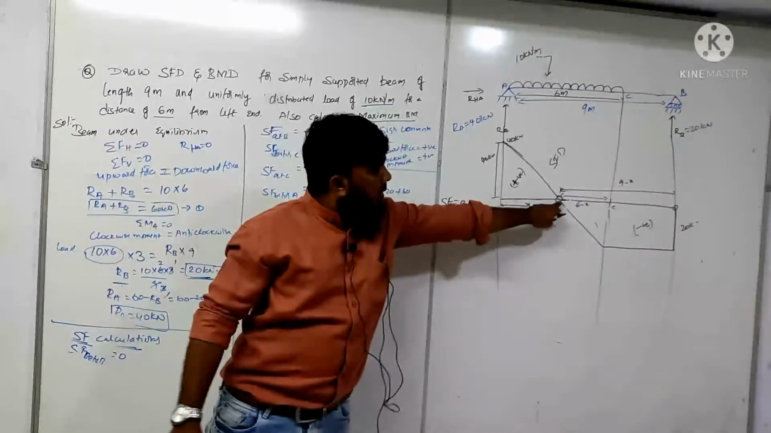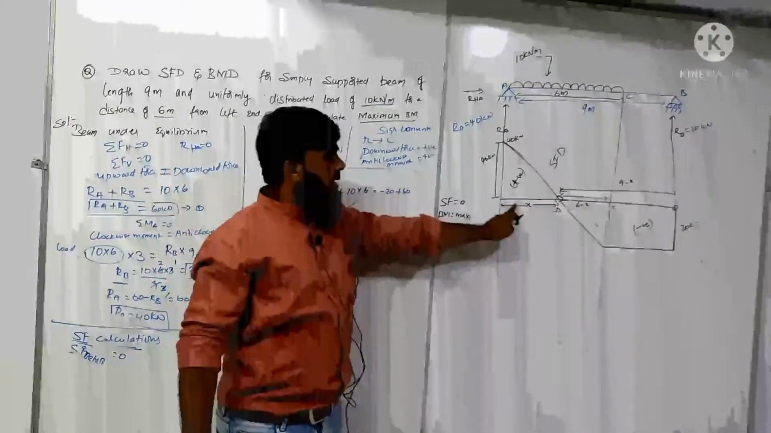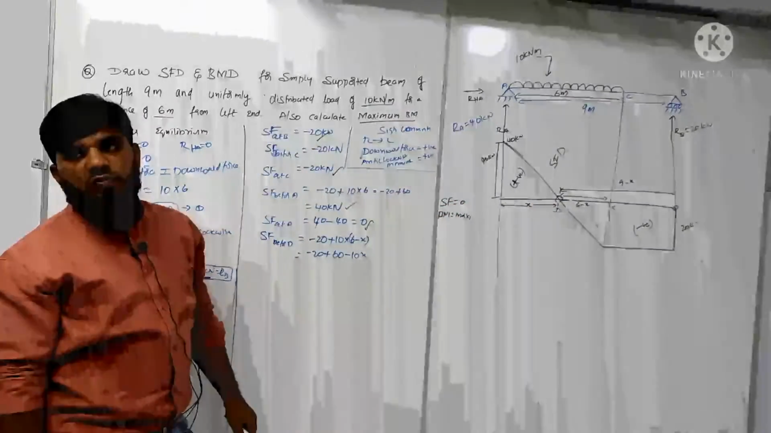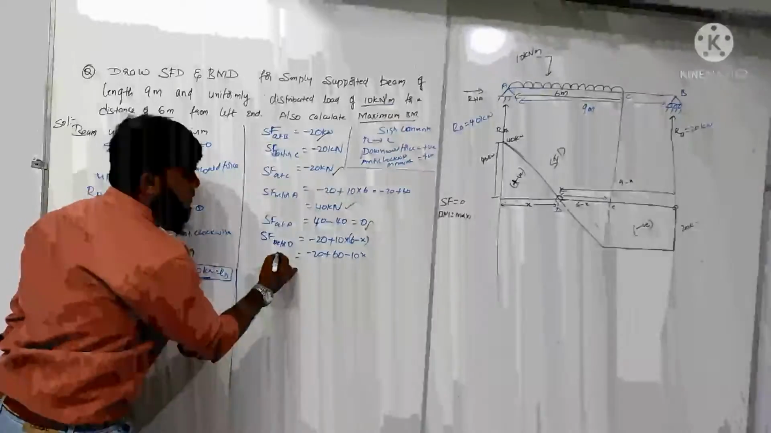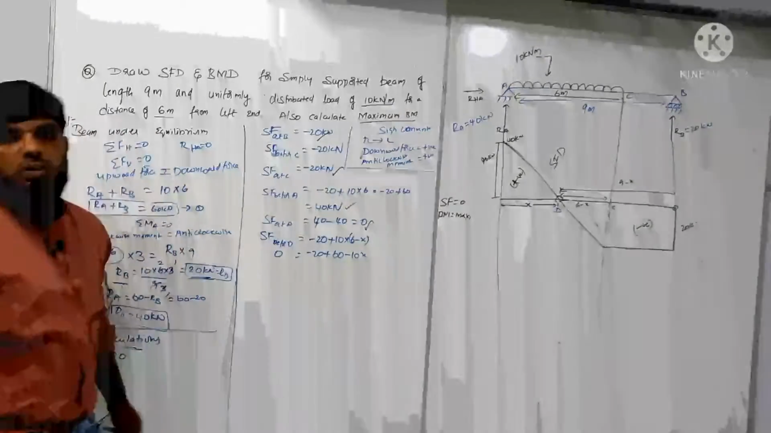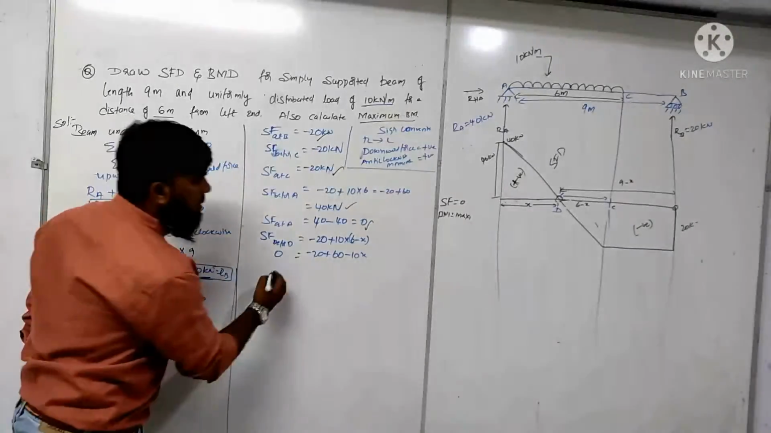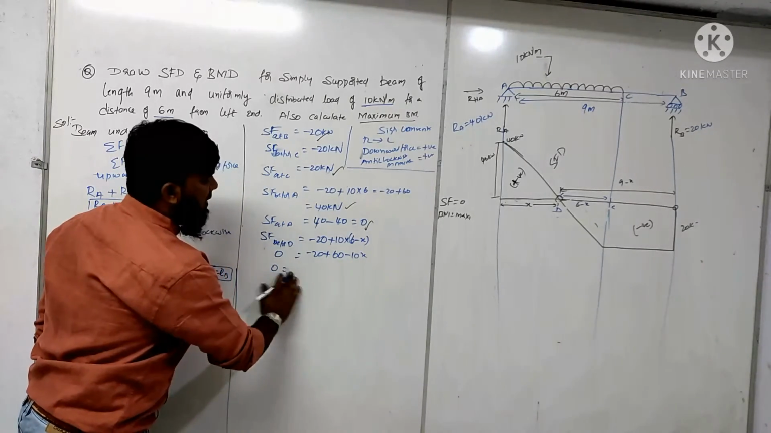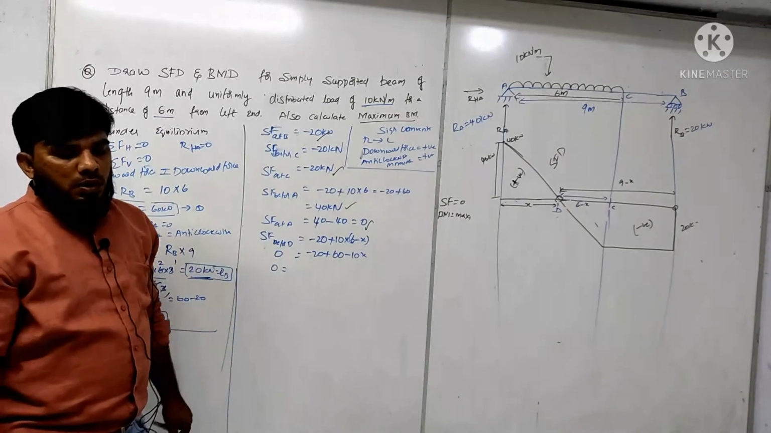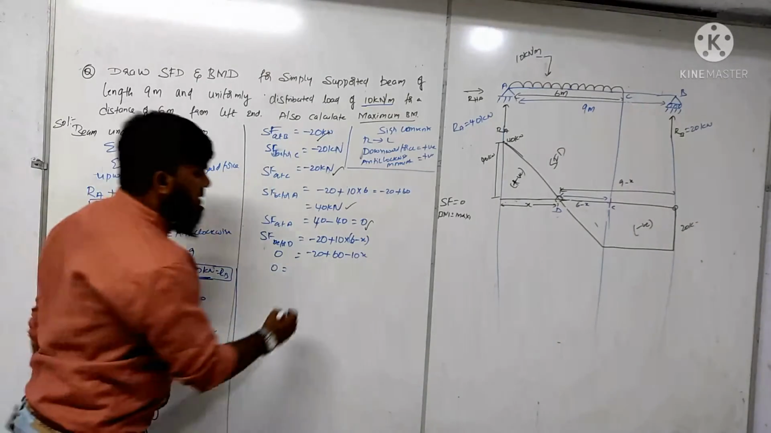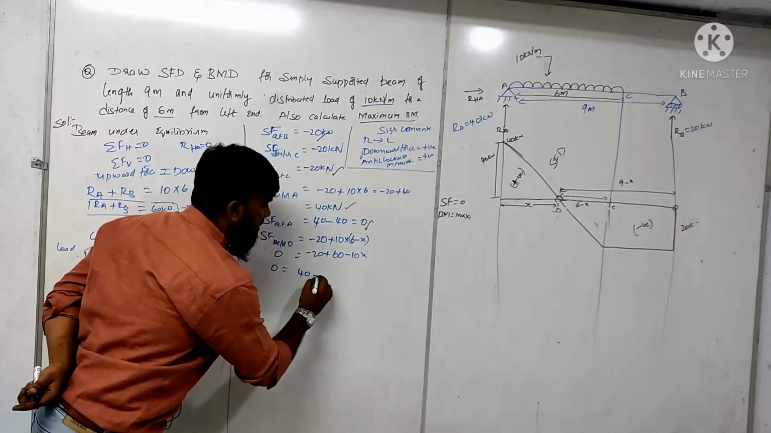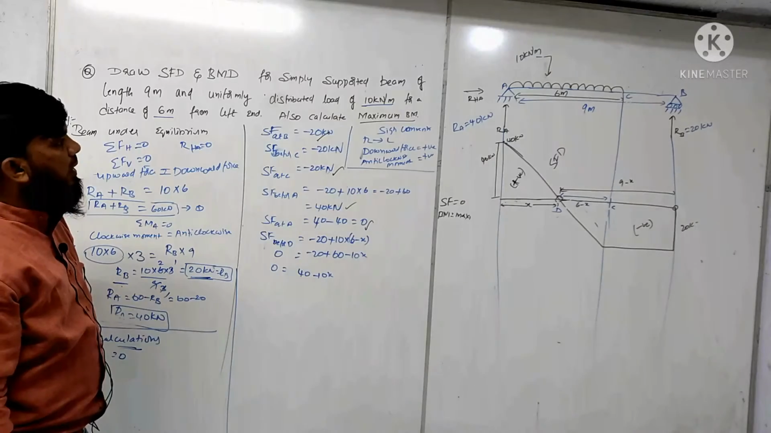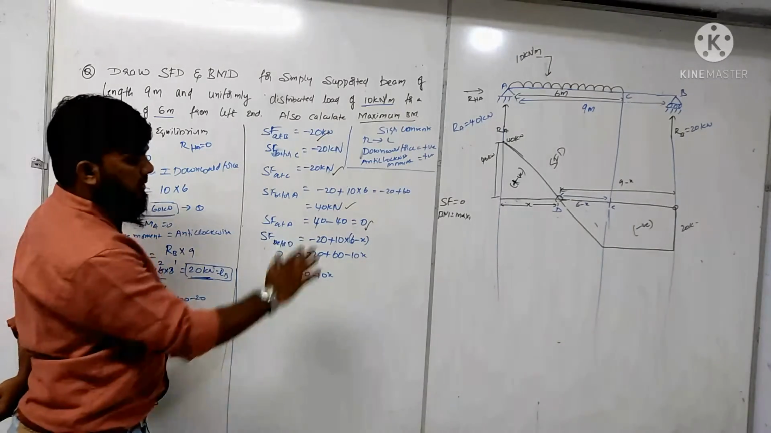What is the value of shear force at this point? This is the baseline, so on the baseline your shear force should be equal to 0. So you should make the shear force at this point equal to 0. Now 0 is equal to minus 20 plus 60, what is the value? 40. Minus 20 plus 60 is 40, minus 10x.